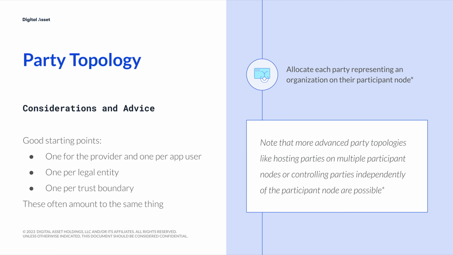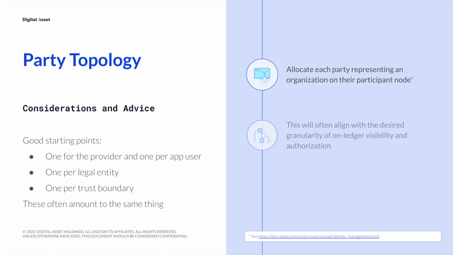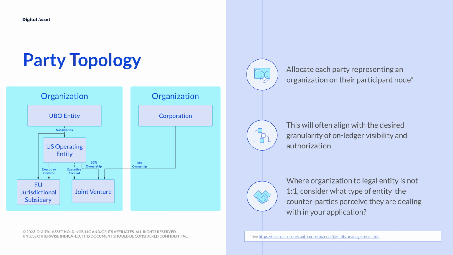Note that more advanced party topologies, like hosting parties on multiple participant nodes or controlling parties independently of the participant node, are possible. The Canton User Manual has details, and Digital Asset can advise if or how these more advanced topologies apply to your specific circumstances. However, one party per organization hosted on their own participant node is a good default. For most applications, this will align party topology with the desired granularity of on-ledger visibility and authorization, where the relationship of app user to organization to legal entity are not one-to-one.